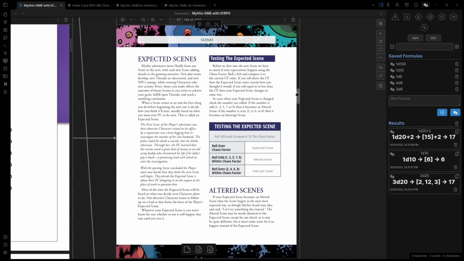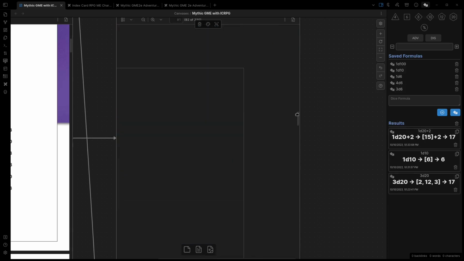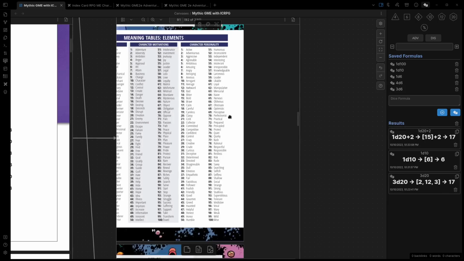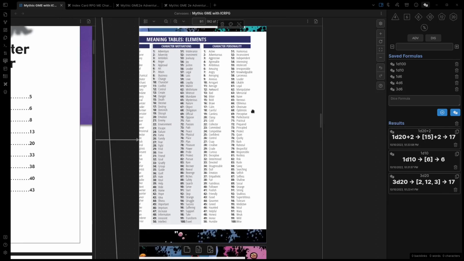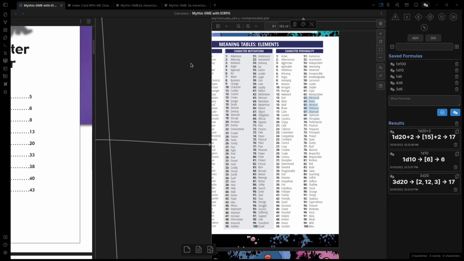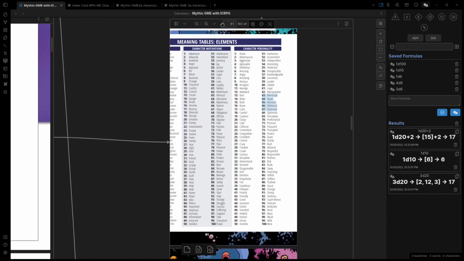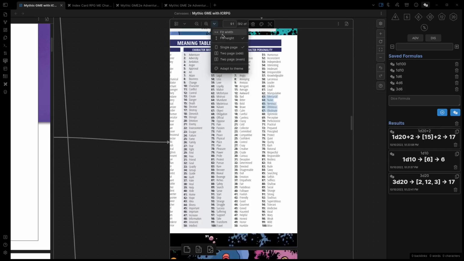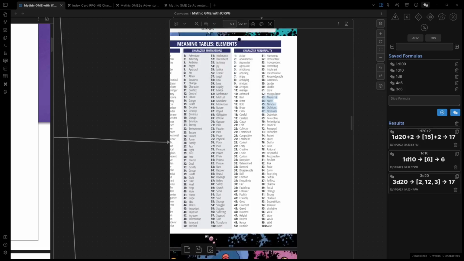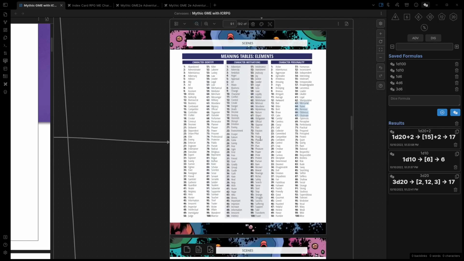Let's go to the meeting tables here. Oops, why? No. Oh, good. Ugh. This is the downside of using Obsidian to try and view PDFs. Bit width, of course. Come on. There we go.